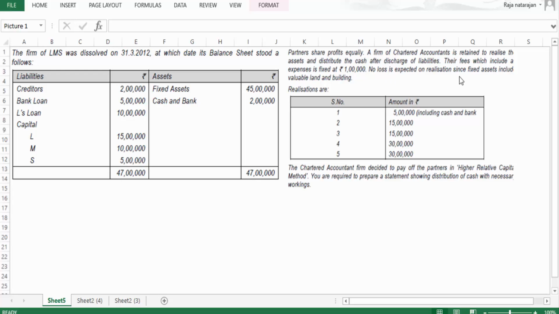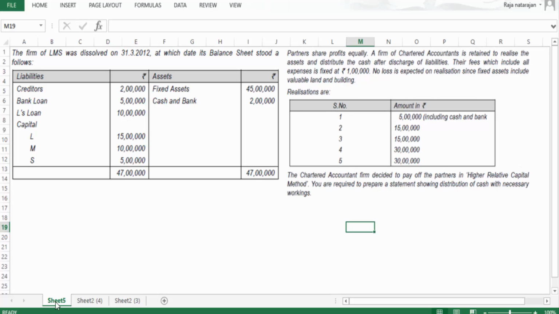No loss is expected on realization since fixed assets include valuable land and building. Realizations are like this: stage 1, 2, 3, 4, 5: 5 lakh, 15 lakh, 15, 30 and 30 lakh. This 5 lakh includes cash and bank balance of 2 lakhs. The chartered accountant firm has decided to pay off the partners in the higher relative capital method. You are required to prepare a statement showing distribution of cash with necessary workings.